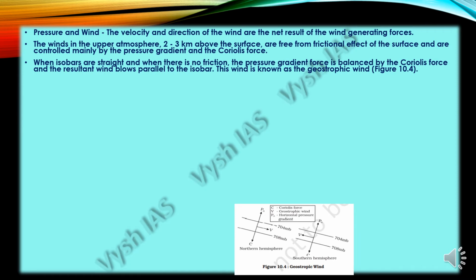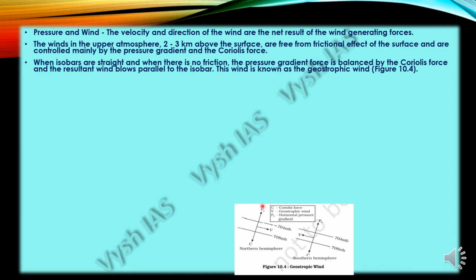When isobars are straight and there is no friction present, the pressure gradient force gets balanced by the Coriolis force, and the wind blows parallel to an isobar, in a straight line along the isobar. This type of wind is known as the geostrophic wind. As you can see over here, this V is the geostrophic wind going parallel along the isobar. These two lines are the isobars.